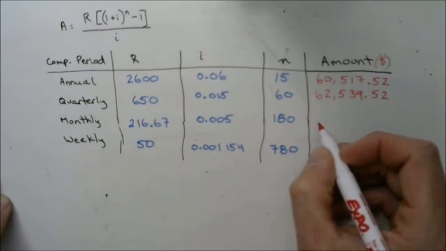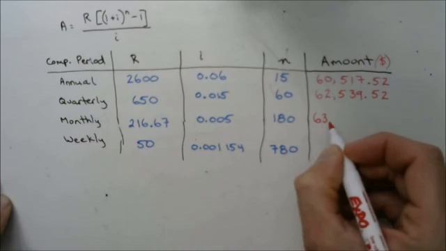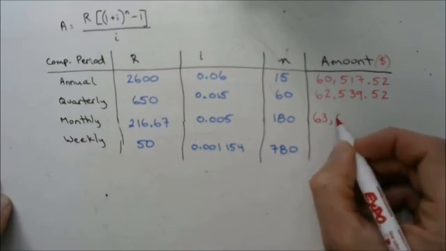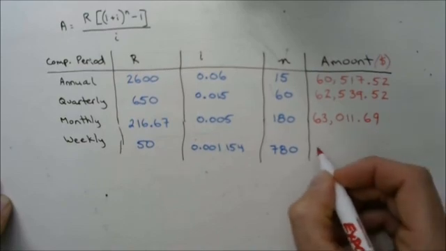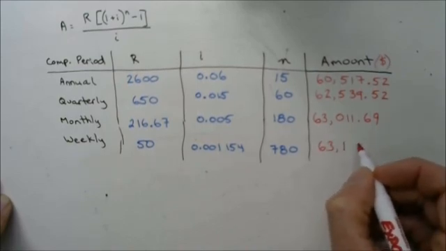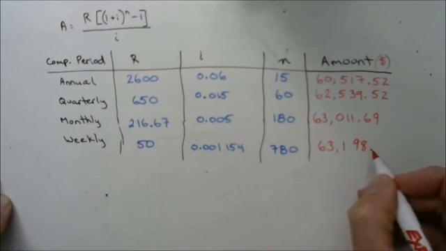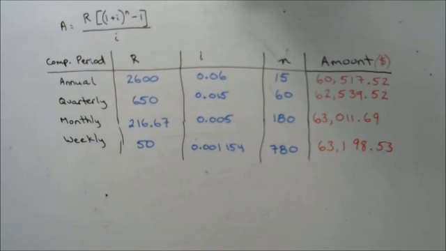So let's see what happens if we're going to compound this thing monthly. We get $63,011.69. And if we compound weekly, $63,198.53. So again, the amount of the annuity increases.